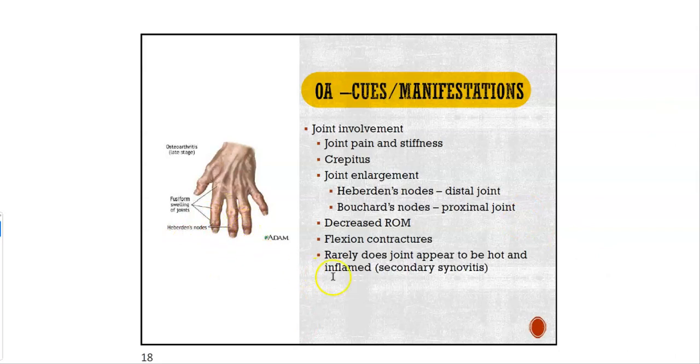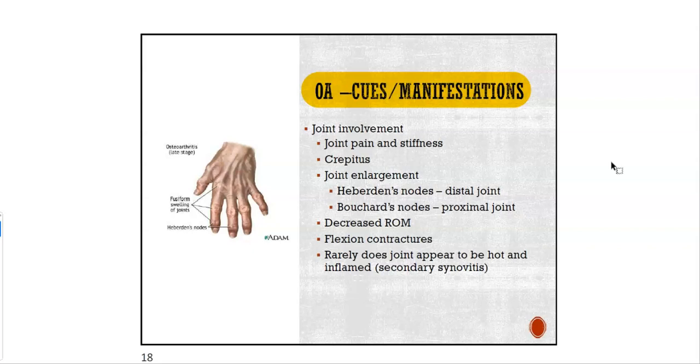For the distal joint, we call it Heberden's nodes, and for the enlargement of the proximal joint, we call it Bouchard's nodes. Again, because it affects the joints, it can impair the range of motion and it can cause some flexion contracture. So basically, it causes the extremity or the body part to be flexed because of that calcification in that joint area.